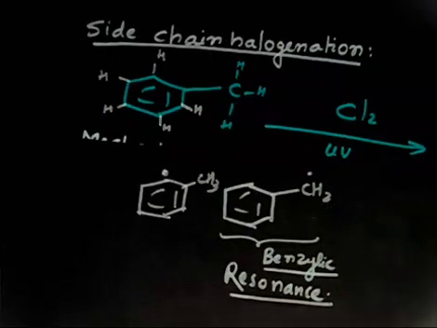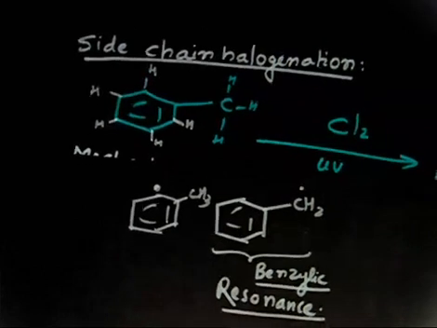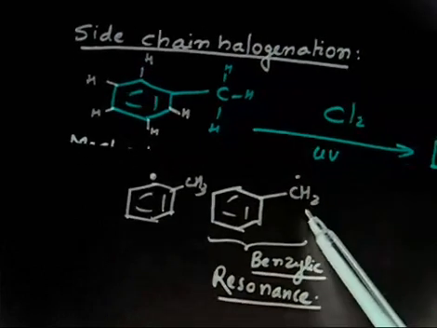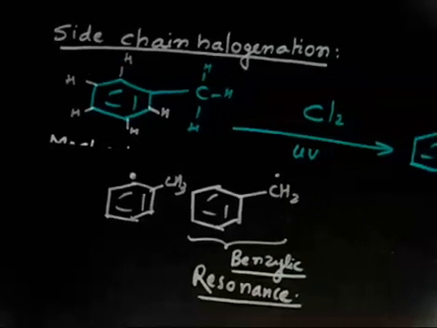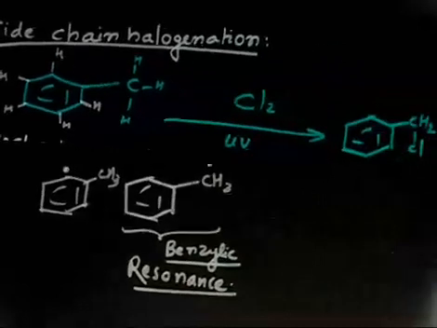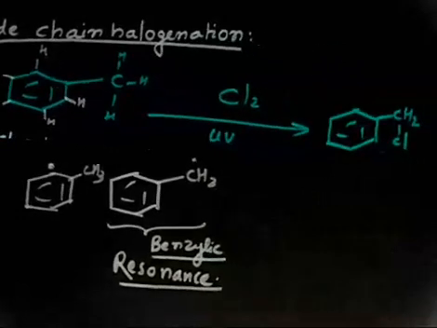That's why this is called side chain halogenation. I will add Cl here. So what will be the product? I will have a product something like this: CH2Cl, that is the side chain. I am halogenating not in the benzene ring, I am halogenating in the side chain.